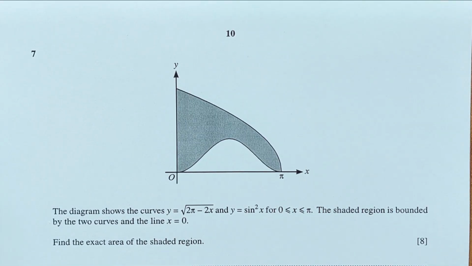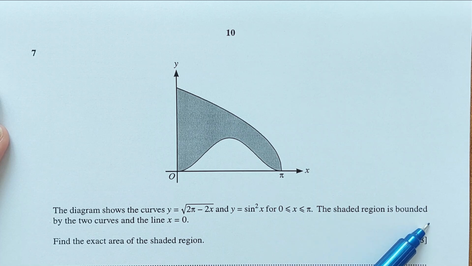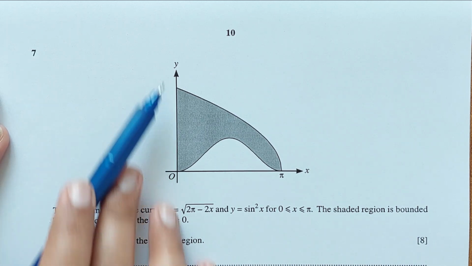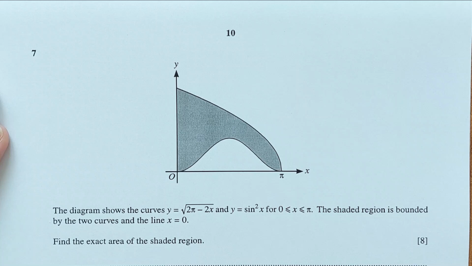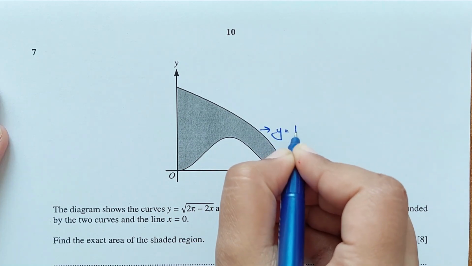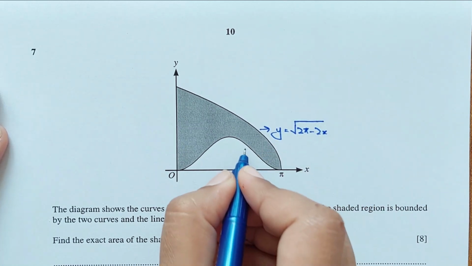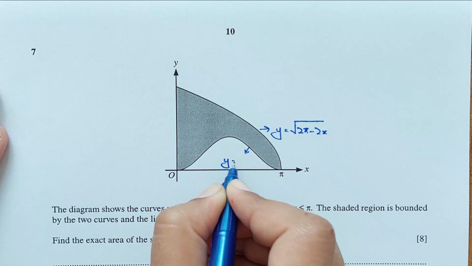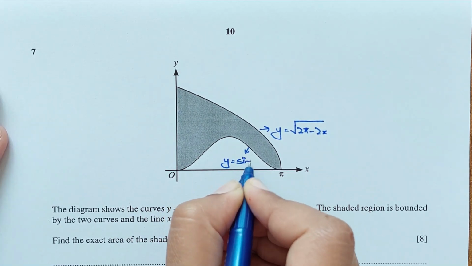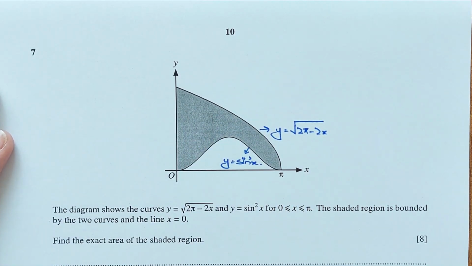Question number 7. The diagram shows the curves y equals to this and y equals to this for x between 0 to pi. The shaded region is bounded between two curves and the line x equals to 0. Find the exact area of the shaded region. Okay, so the top curve is y equals square root of 2 pi minus 2x, and this bottom curve is y equals sine square x. Right, so the area between the two curves is the top minus the bottom, right?